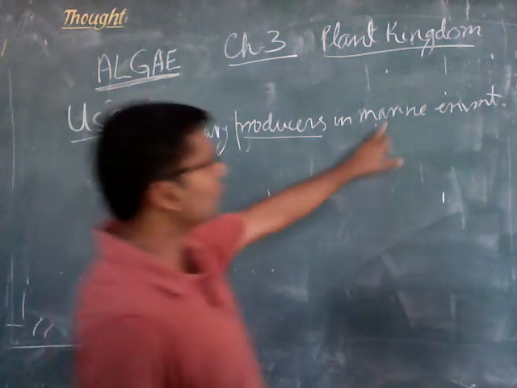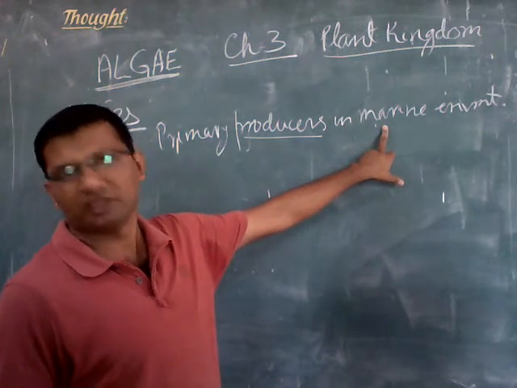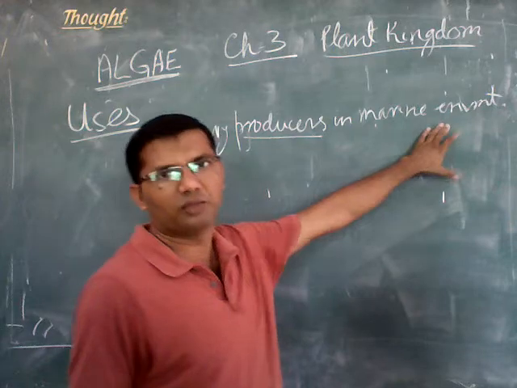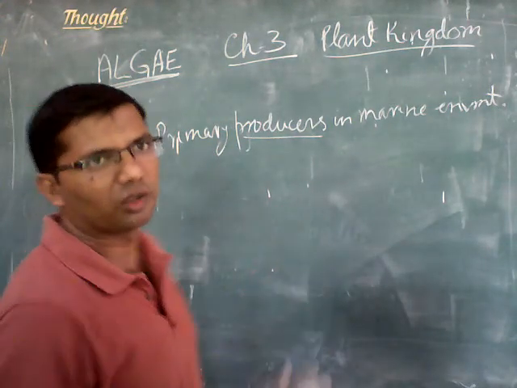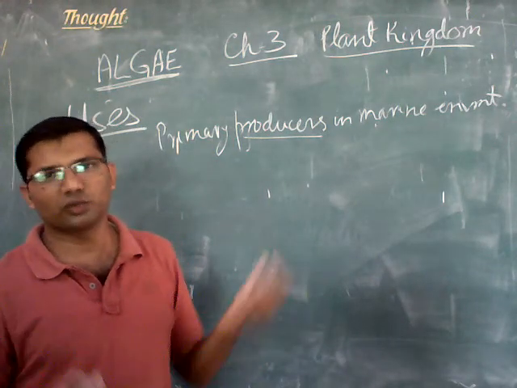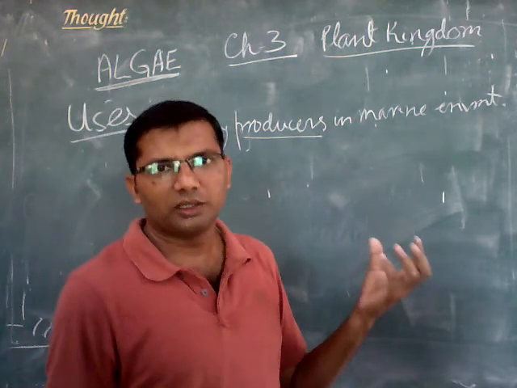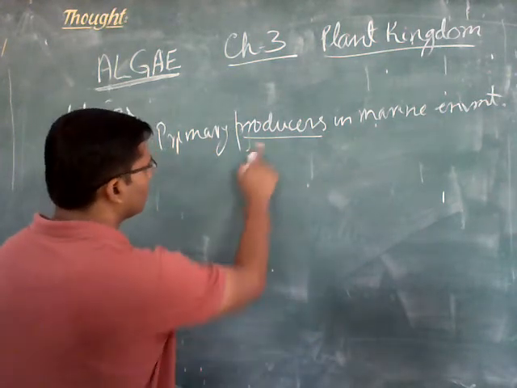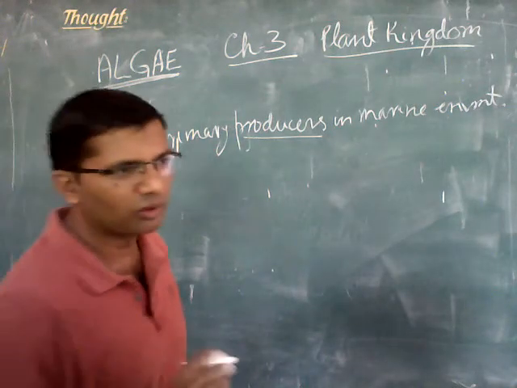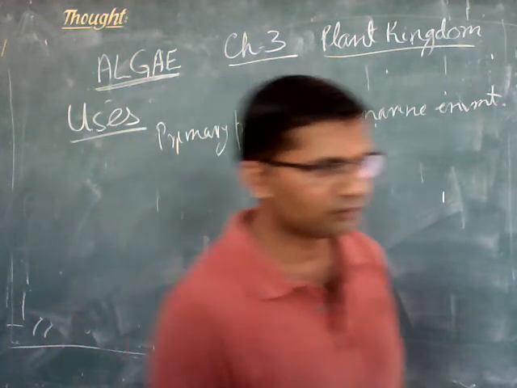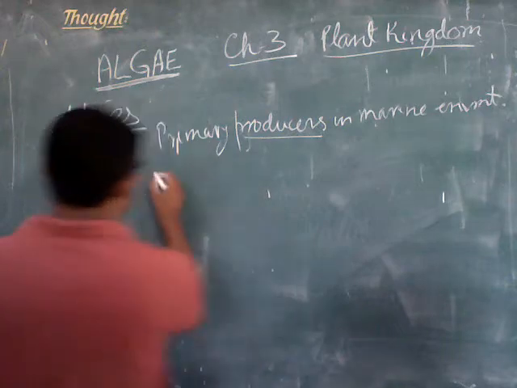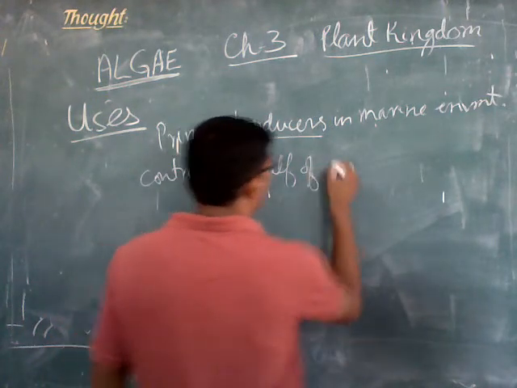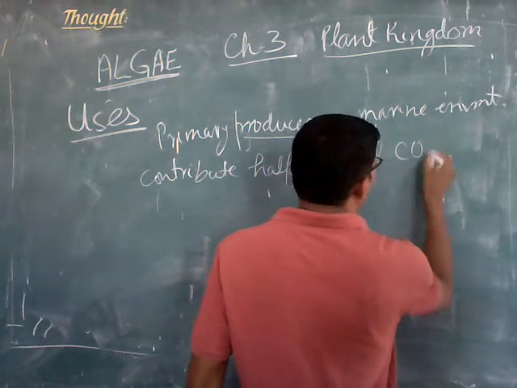Now, as you know, the ocean covers around 75% of the earth's surface. In this huge marine environment there are no trees, no big plants, no forests. Rather, you have tiny algae which capture sunlight and produce food molecules. They are responsible for about half of the biomass, or half of the food, which is captured and prepared on the earth, and they contribute to about half of the global CO2 fixation.